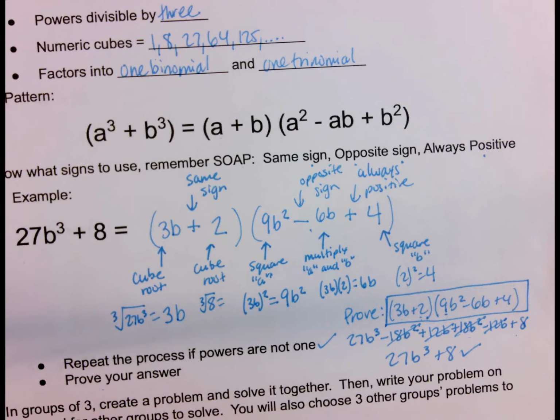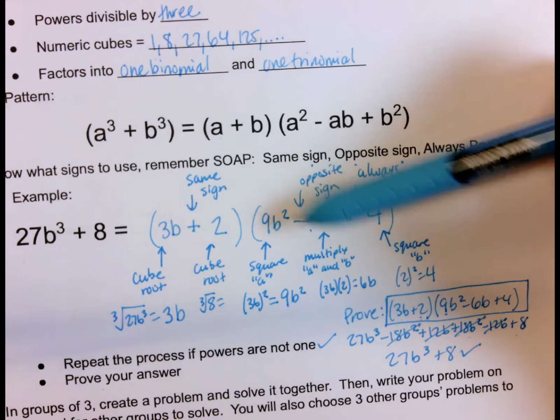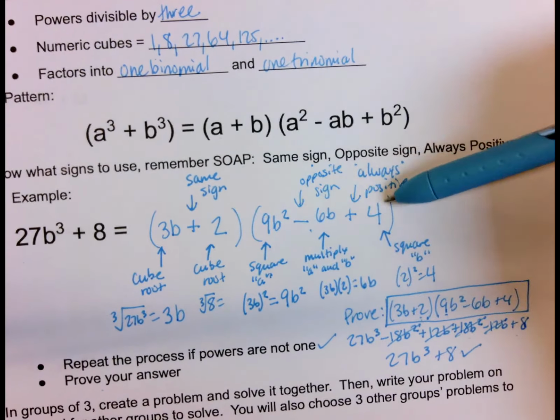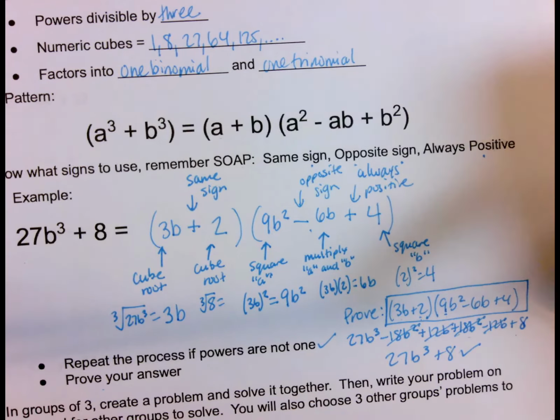And so that's the process. It's going to be, again, the same process as difference of cubes. The only difference are our signs. Just make sure that you keep same sign, opposite sign, always positive. Everything else is going to be the same.